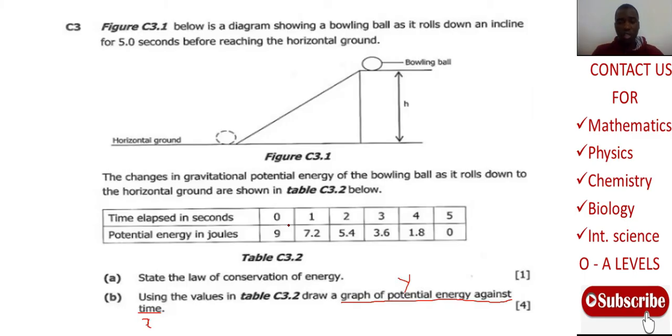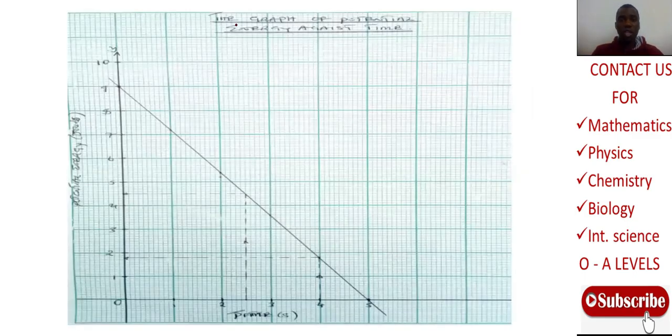Like in this instance, let's look at this graph. Here that's the title of the graph: potential energy against time. Then we also need to have a scale by the side here. That is the first thing that is going to help us determine the graph. So you can write the scale as on the x-axis, 2 centimeters is representing 1 second.